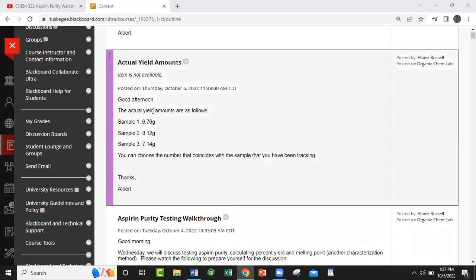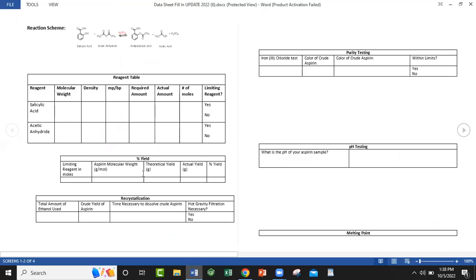You need this actual, and if we were doing this in person, you would get the actual yield after the purification. I know we had a 2-week gap, but if you recall, last time we met, we were talking about recrystallizing or purifying aspirin. Once you purify it and let it dry, when you come back, you take the mass, and that's your actual yield after purification. So you'll put that in here.